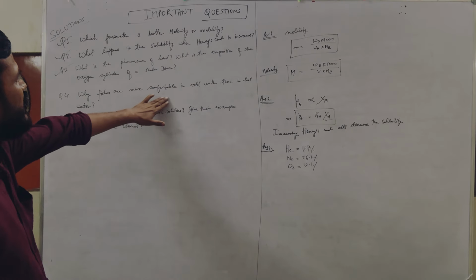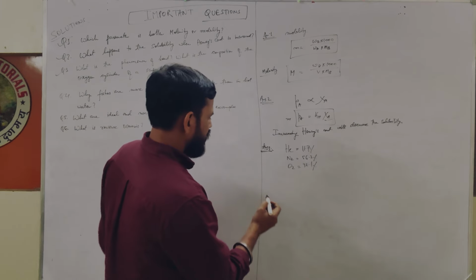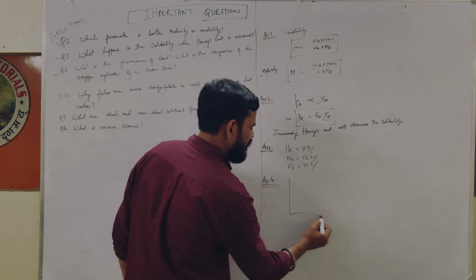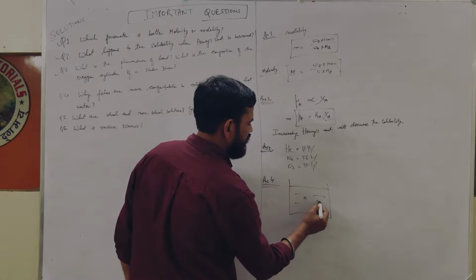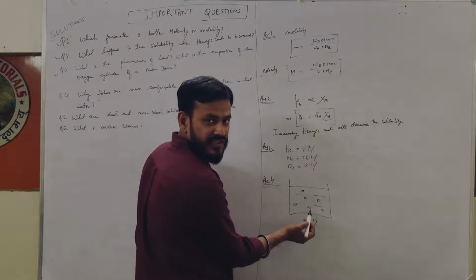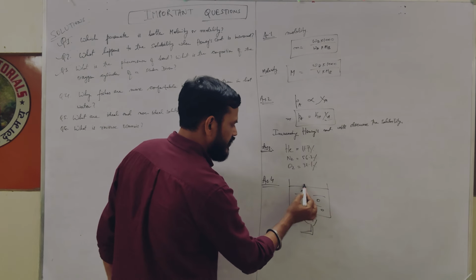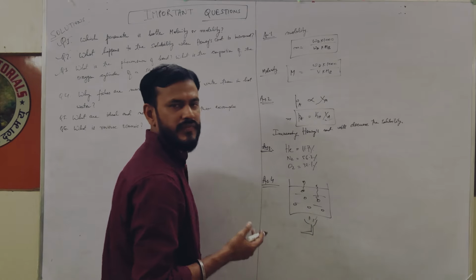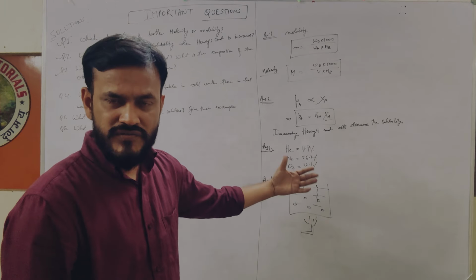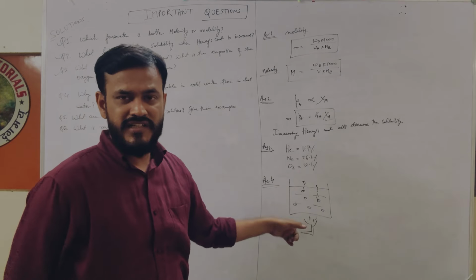Now it says, why are fishes more comfortable in cold water than in hot water? Due to an increase in temperature, the solubility of gases decreases, because when you heat a liquid with dissolved gases, these air bubbles gain kinetic energy and start moving out of the liquid. At higher temperature, less oxygen will remain dissolved, but at lower temperature, a greater amount of oxygen will remain dissolved.